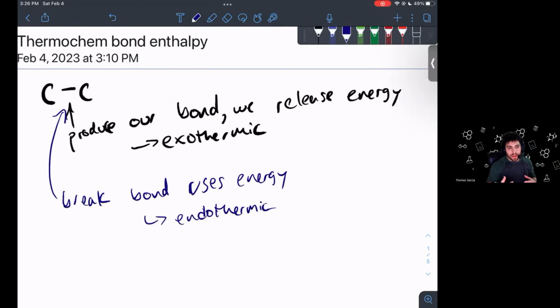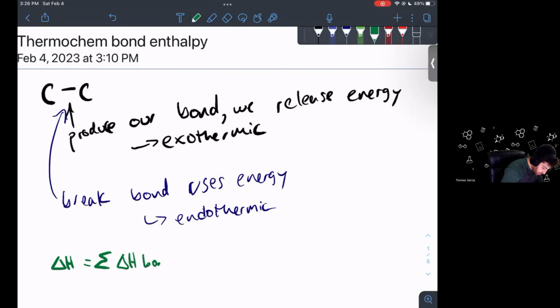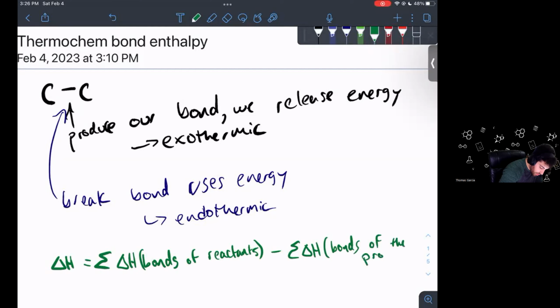So using this idea, we can actually figure out our thermochemical equation for bond enthalpy, which is going to be, well, that's going to be too large of a stylus. The delta H of a reaction is going to be equal to the sum of the delta H of the bonds of reactants minus the sum of the delta H of the bonds of the products.